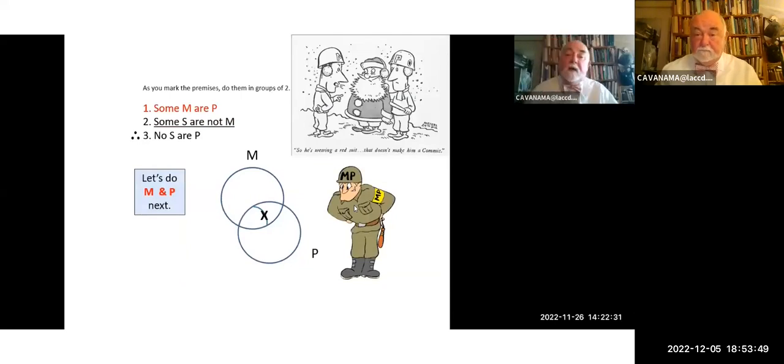Okay, then we go to the MP relationship. And here again, we have a particular, so we don't have a shade there in advance to tell us to rule out some stuff. So we have to make this one dangle too. There's at least one M, and it is a P. So it goes somewhere in that intersection between the M and the P circles, but which side of that border we really don't know. So we have to sit it on the fence, we have to make it dangle.